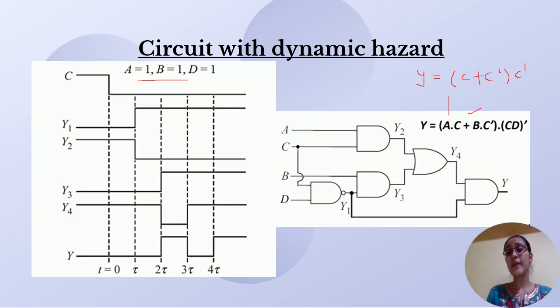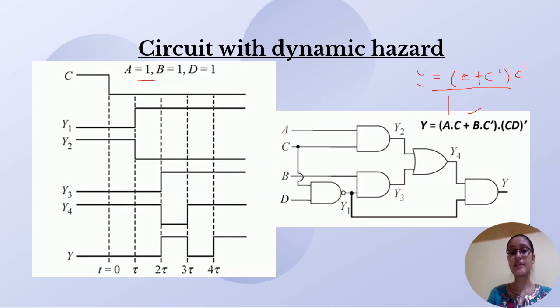So this is the basic condition of dynamic hazard as I told before. Here C is the variable which is causing the dynamic hazard. All the others, A, B and D, are just constant. I'm not changing their values. So let me explain this using the timing diagram.